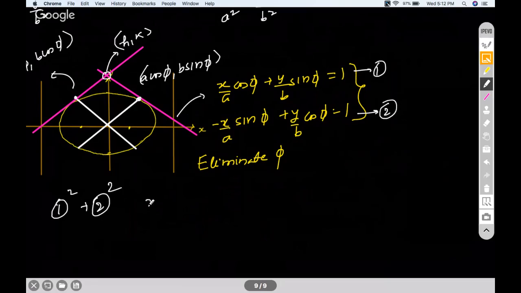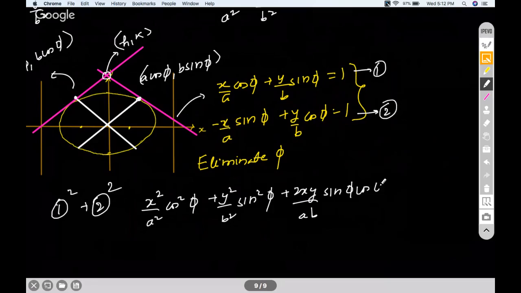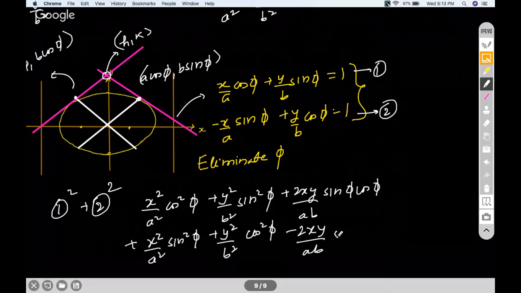So when I do that, I'll get x square by a square cos square phi plus y square by b square sin square phi plus 2xy by ab sin phi cos phi, plus x square by a square sin square phi plus y square by b square cos square phi minus 2xy by ab sin phi cos phi is equal to 1 square plus 1 square, that's 2.